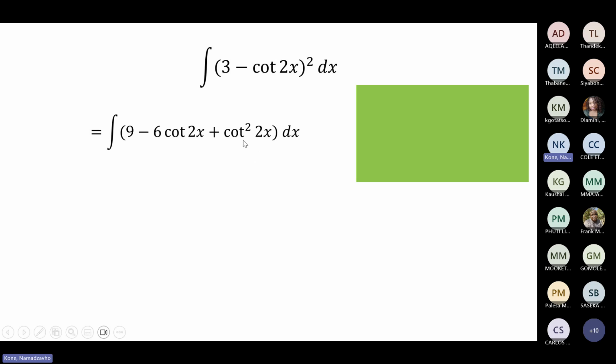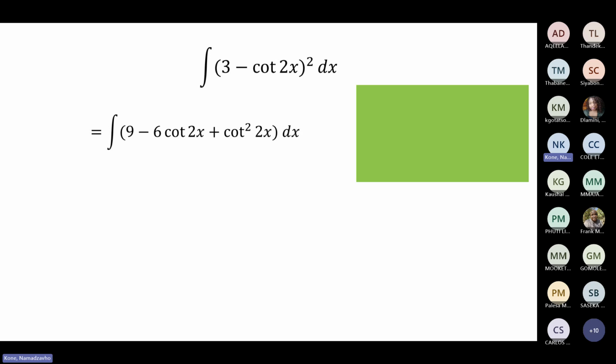And you must bear in mind that cot squared 2x is not the same as cot of 2x squared. In that case the square would be on the angle itself. So if the square is on the 2x, it is different from what we have here. What we have here is exactly the same as cot of 2x multiplied by cot of 2x.